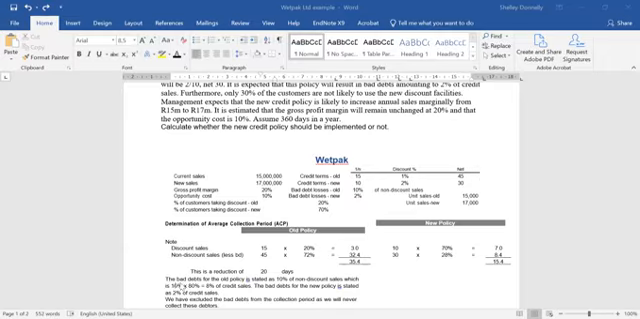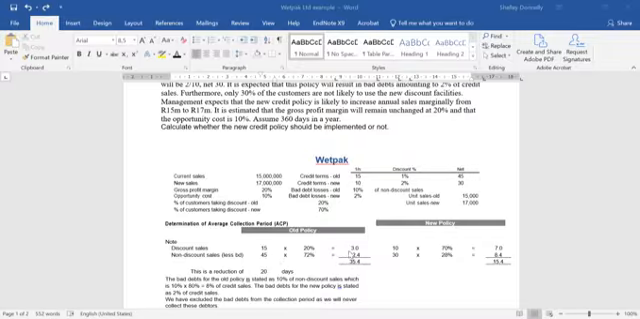Okay, so read this in conjunction with what they've done here. So what they're saying is under the old policy, 20% of their customers take 15 days to pay, and 72%, which is the 80% minus the 8% that are never going to pay, because obviously if they're not going to pay, it's not going to take them any days, they take 45 days to pay.